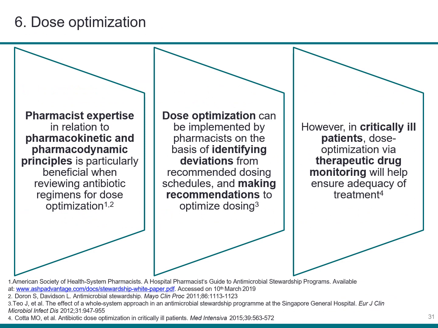Dose optimization consists of pharmacy expertise in relation to pharmacokinetic and pharmacodynamic principles. Dose optimization can be implemented by pharmacists on the basis of identifying deviations from the recommended dosage, and in critically ill patients, dose optimization by therapeutic drug monitoring.